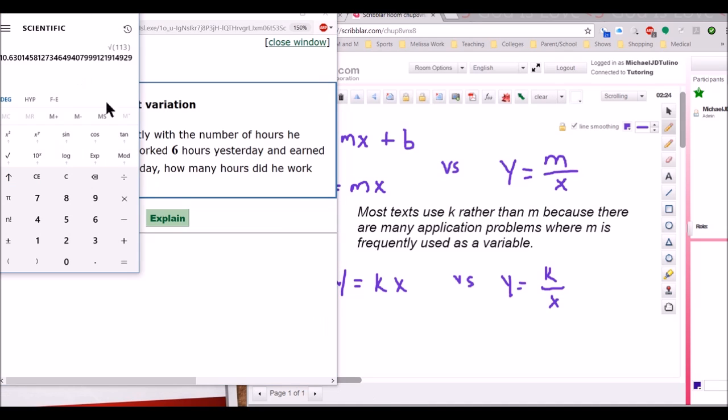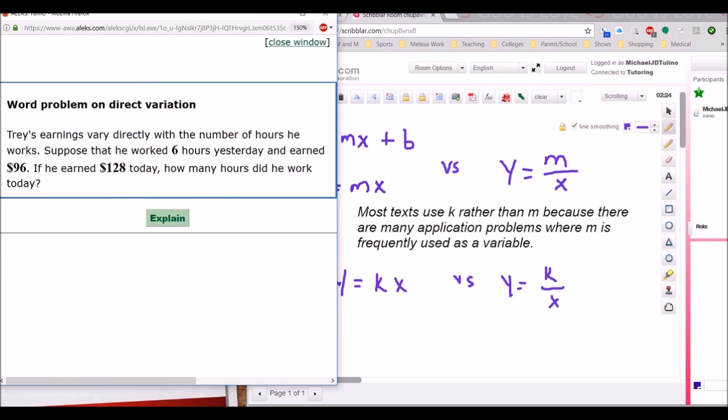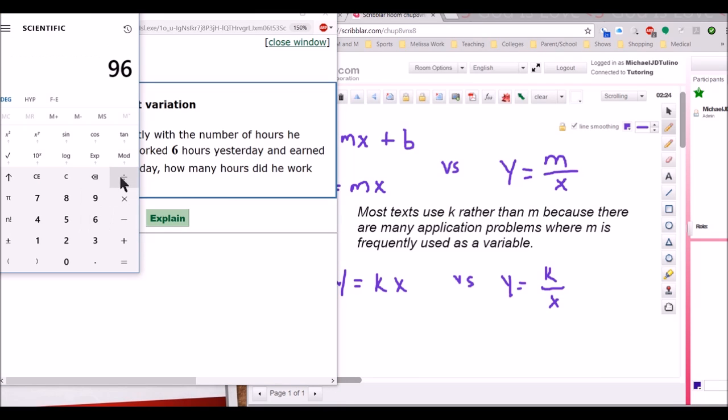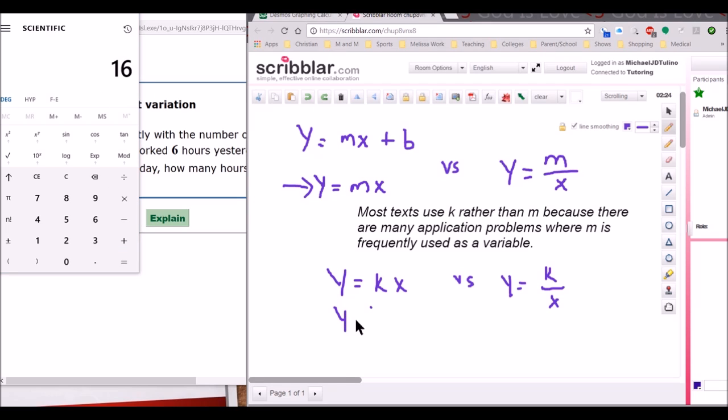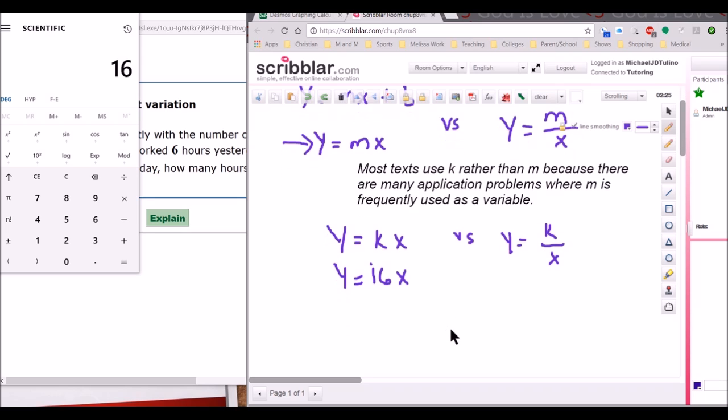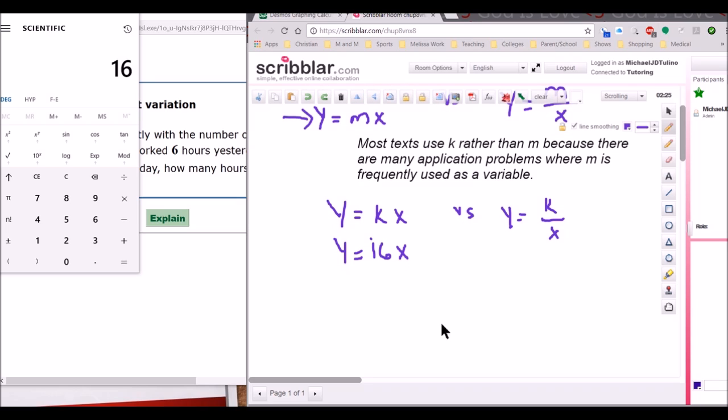So let's see, it varies directly. We have 96 for 6 hours, so 96 divided by 6 is 16. So we know that that is going to be y equals 16x. We know that because it said varies directly. And think about it, it's a typical application problem here. You work 0 hours, you get paid 0.